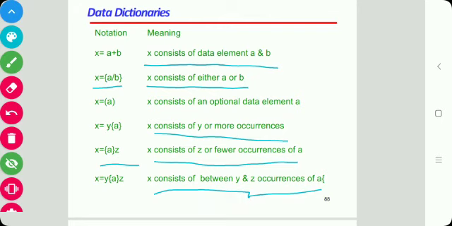Data dictionaries can be used to create an ordered listing of all data items, find a data item name from a description, and design the software and test cases.